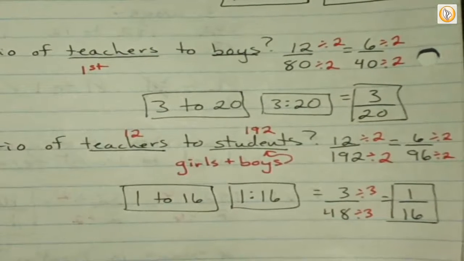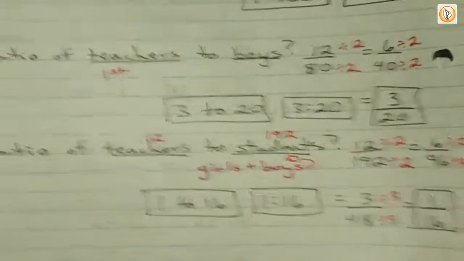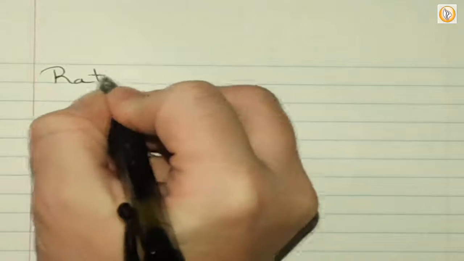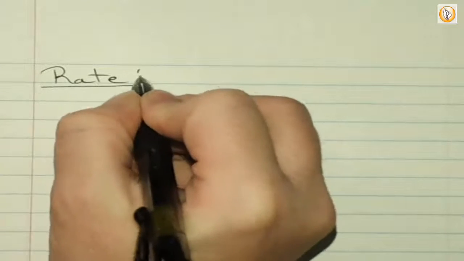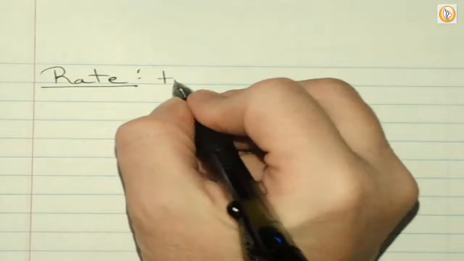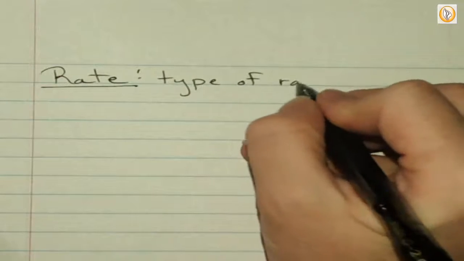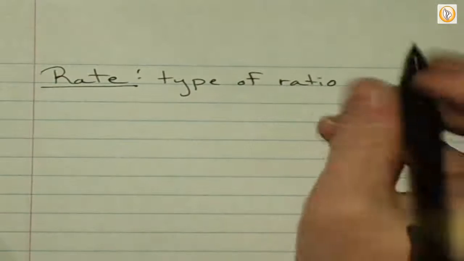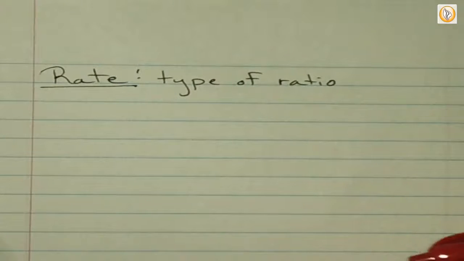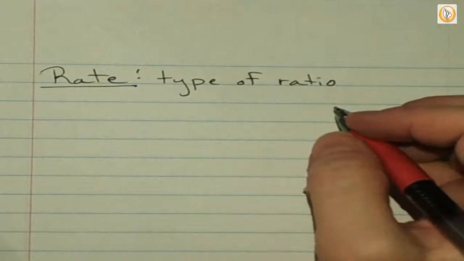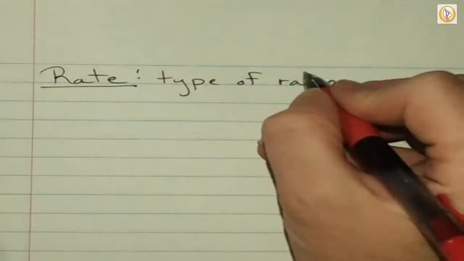I never got to do one. I know. Your time's coming. Tanner's time to shine. Now we're going to talk about rate. Rate is a type of ratio. What we say is, what does a ratio look like? They look like fractions.